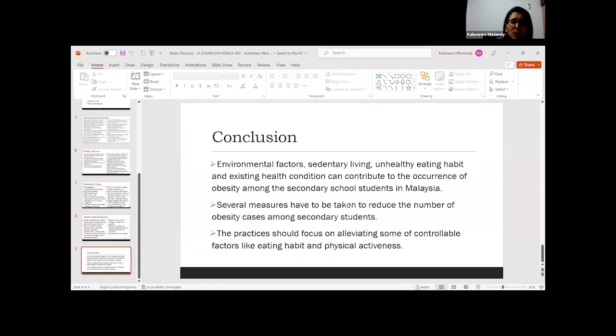In conclusion, there are several factors. We can say we have environmental factors, we have sedentary living, and everything can contribute to obesity. Several measures have been taken so far in Malaysia, but I think the practices should focus more on the factors that students can control, such as eating habits and physical activeness.